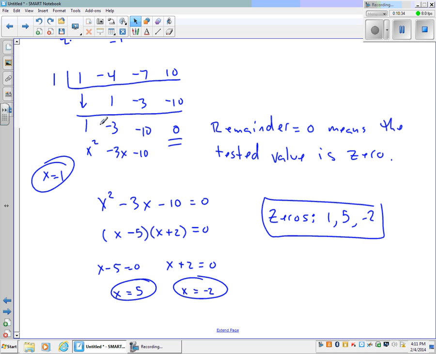And that's it. So if you have a polynomial that starts with a degree of 3 and has 4 terms, you can try to factor it by grouping, or you can just test values using synthetic division until you get down to a quadratic, so that you can just factor the quadratic or use the quadratic formula. And that's it.